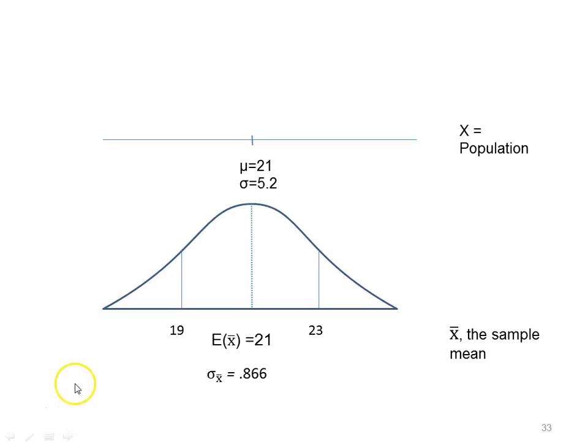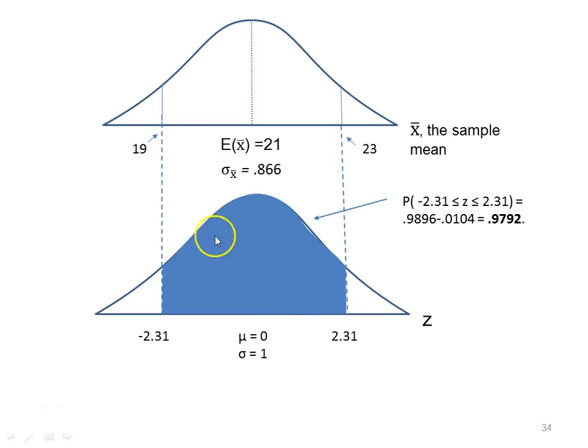Let's take a look at this graphically. Again, here's our distribution of x bar. Normal with a mean of 21, standard deviation of 0.866, and we want the probability from 19 to 23. We're going to answer that by converting these to z-values and then looking up the area. So here's the conversion process. X bar is up here, and here's our z distribution. 19 converted to a z-value of negative 2.31, 23 converted to a z-value of 2.31, and the probability in that interval we just calculated a minute ago was 0.9792.